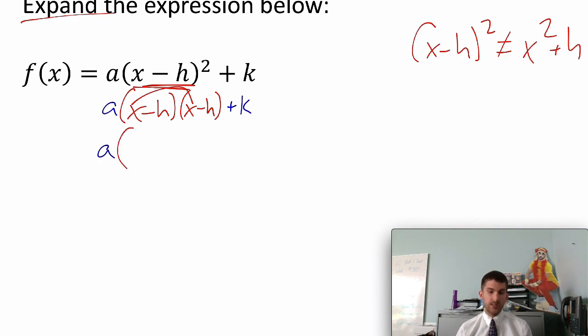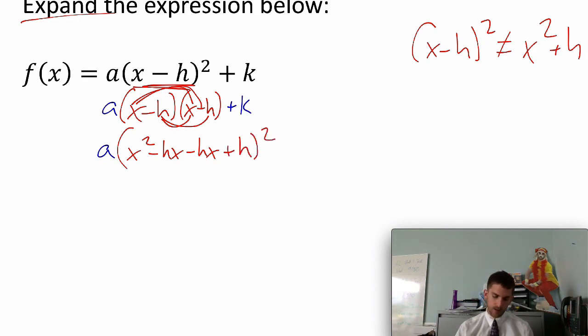x times x is going to be x squared. x times negative h is negative hx. And then this negative h times x is going to be also negative hx. And then we have negative h times negative h, which gives us positive h squared. Now we still have that plus k hanging out on the end.